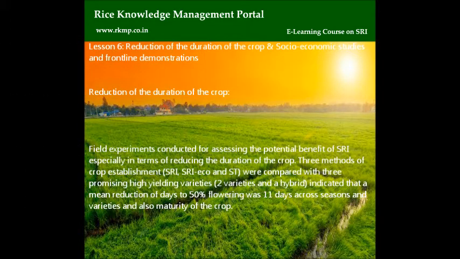Lesson 6. Reduction of the duration of the crop and socio-economic studies and frontline demonstrations. Reduction of the duration of the crop. Field experiments were conducted for assessing the potential benefit of SRI, especially in terms of reducing the duration of the crop. Three methods of crop establishment, SRI, SRI Eco, and ST, were compared with three promising high-yielding varieties. Two varieties and a hybrid indicated that a mean reduction of days to 50% flowering was 11 days across seasons and varieties, and also in maturity of the crop.